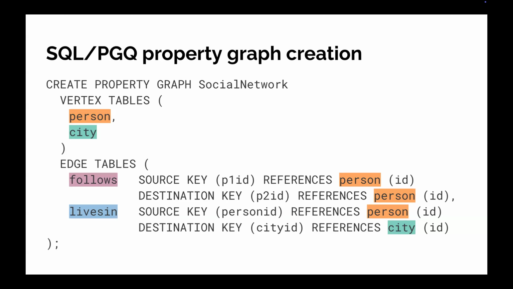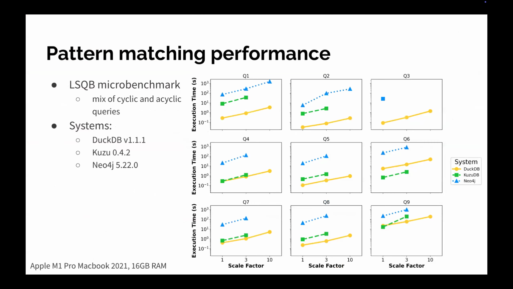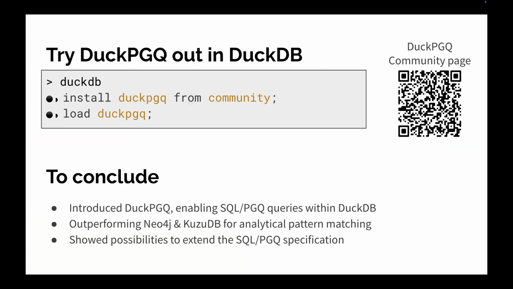On a final point of help on this, is there any particular process for people to open PRs, or just throw issues at you? There's a GitHub for the DuckPGQ extension. Also, if they go to the QR code, the community page of DuckPGQ, there's a link to the GitHub where they can create issues or build a project or play with it.